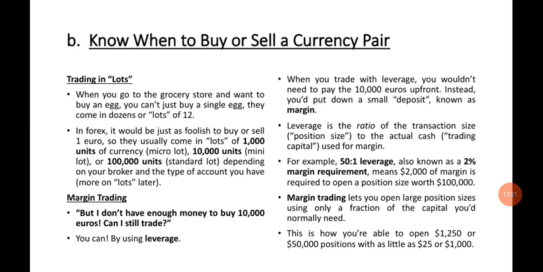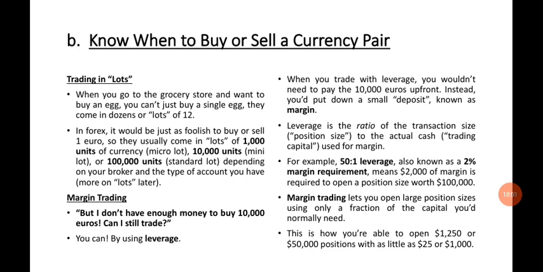Leverage is a ratio of the transaction size, which we call position size, to the actual cash, which is the trading capital, used for margin. For example, a 50-to-1 leverage, also known as a 2% margin requirement, means $2,000 of margin is required to open a position size worth $100,000. Or better still, you can say $2 is needed to open a position size of $100.